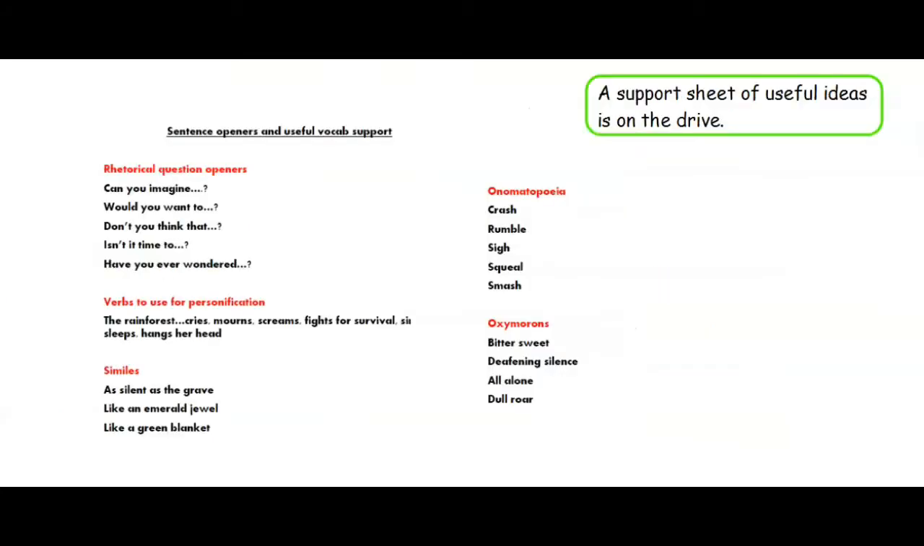Now if you're looking for some alternative ideas, there's a support sheet of useful sentence openers, useful verbs that you could use for personification, some ideas of similes, oxymorons and some onomatopoeic words that I've put on the Google Drive for you, which looks like this. So if you're struggling, this is where you need to look. You might be able to change up some of these ideas and just add them to your plan or add them in as you write. So that'll be a good place to start.